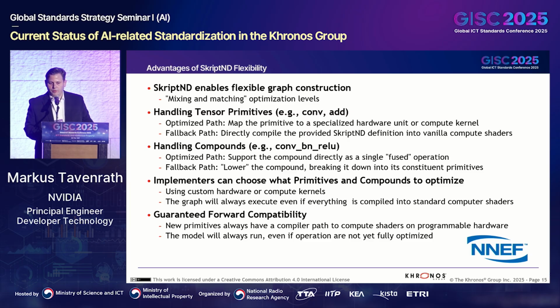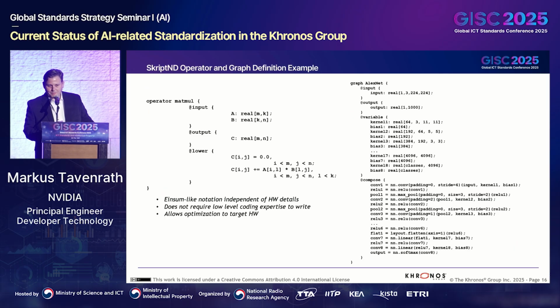If you don't know it, the fallback path would be that the front end of NNEF would just lower the compound, breaking it down, and then repeats, checking for primitives you are supporting. And this way, an implementer can choose which primitives and compounds to optimize and which ones just to let be handled by the compiler. And this gives a guaranteed forward compatibility. New primitives will always have a compiler fallback to run on programmable hardware. And this way, models will always run.